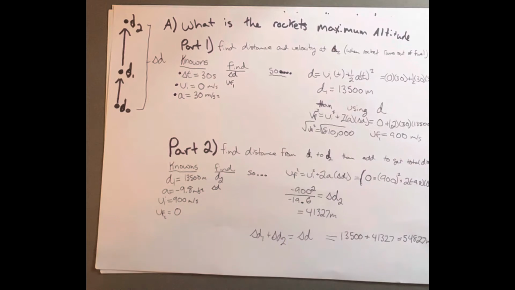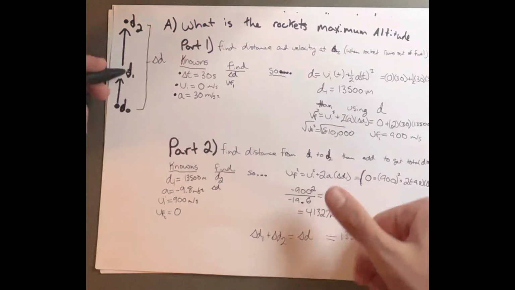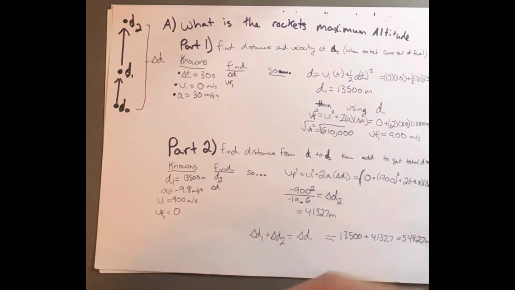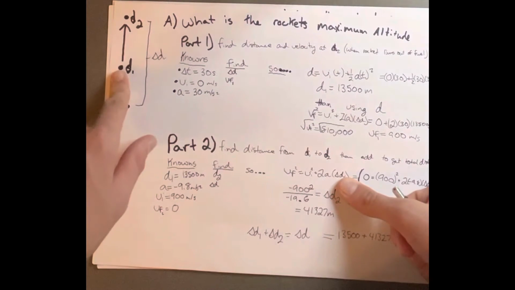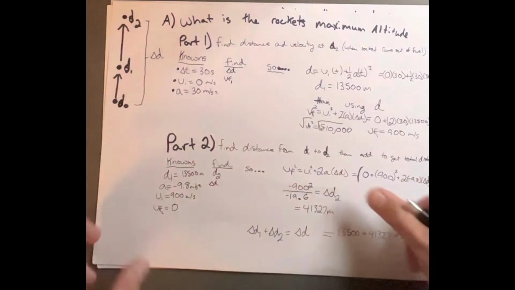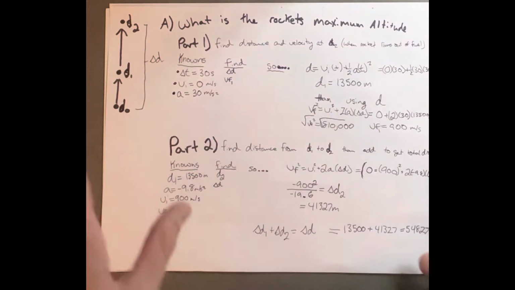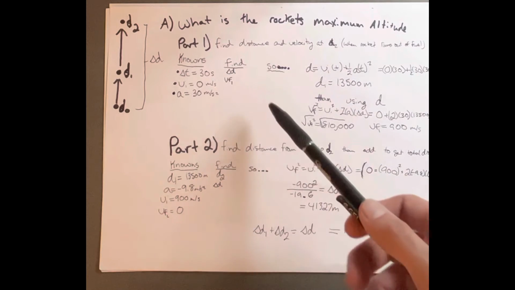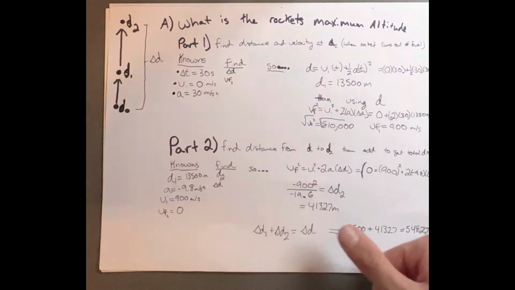Now, when I said that we're going to find the height from when it loses fuel to when velocity is 0, this is because we know that the rocket is accelerating at 30 meters per second squared for the first 30 seconds. But after that, it's going to be affected by a negative acceleration, until eventually velocity will be 0. So it's going to keep going up even though it's no longer having a positive acceleration.